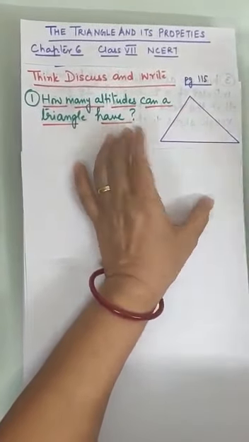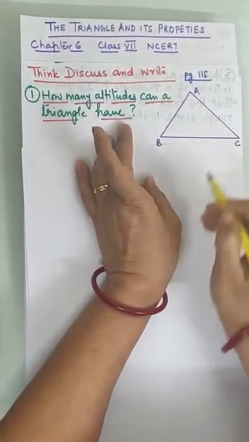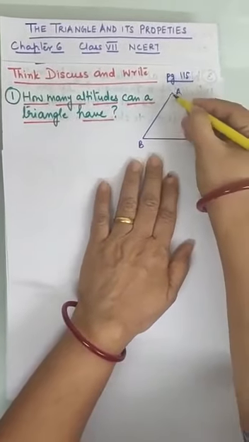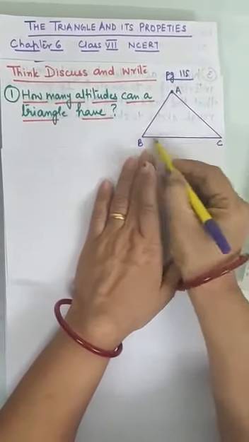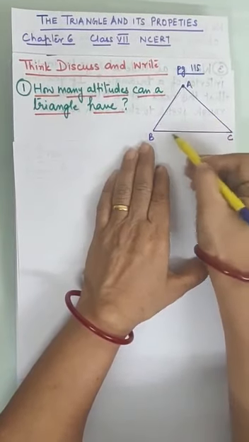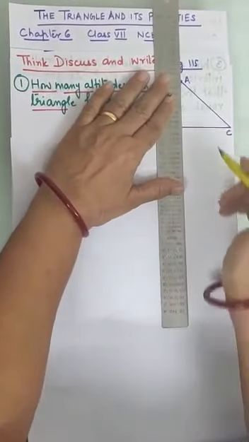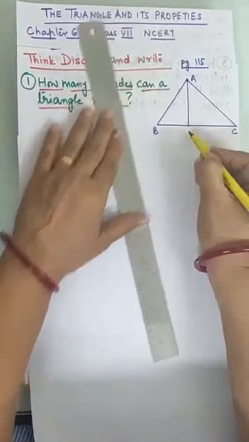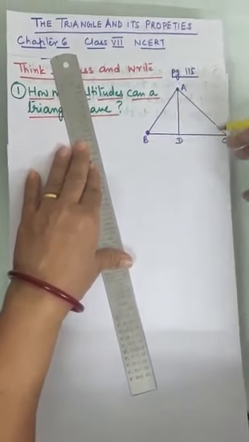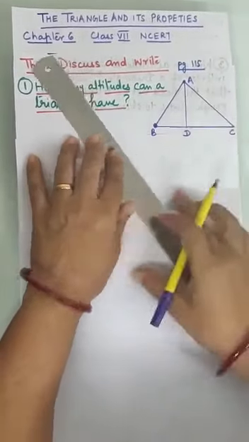I have drawn a triangle and I'll name it A, B, C. Okay, now we'll draw the altitude. Let us take the vertex A, opposite side is BC. Let us draw altitude from A to BC. This point is D. Now let us take the vertex B, opposite side is AC. Let us draw an altitude from B to this AC.